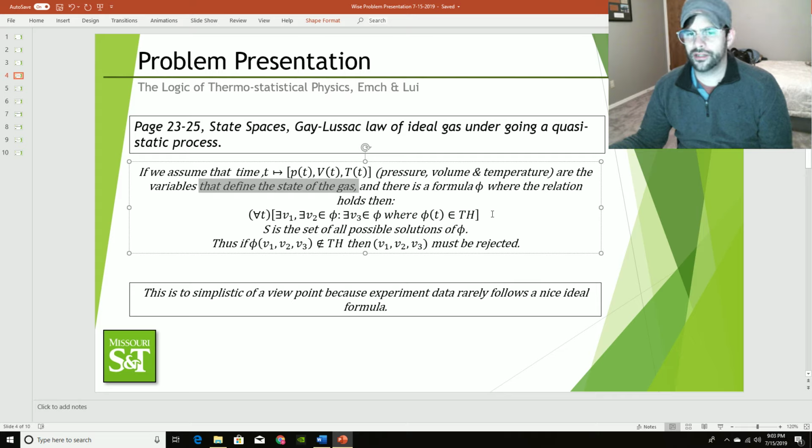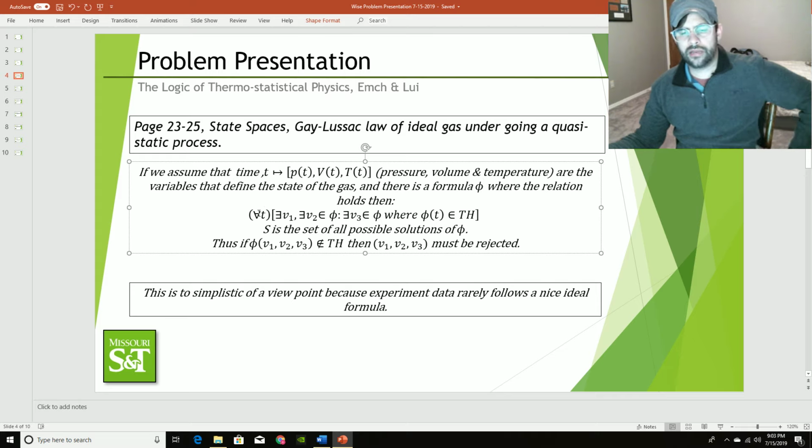So from any thermodynamics class or fluids classes or even some of the chemistry, the ideal gas law basically is a formula that says if you vary two of these, you can get the last one. It doesn't matter which two you have, you can always get the third one. And so basically that's what I'm saying here. There is a formula phi where the relation holds. Then basically for all of time, right?